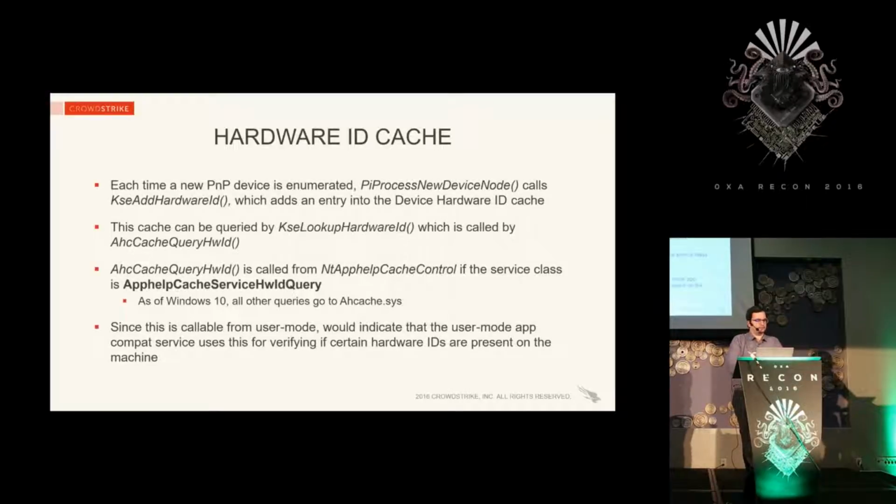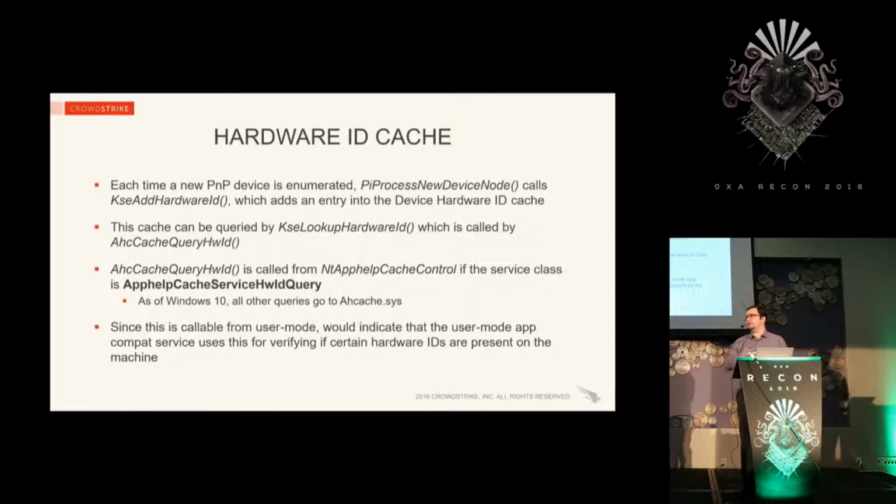KC also implements a hardware ID cache. Not 100% sure what this is used for, but basically anytime plug and play discovers a new device, it's going to capture the whole hardware ID and then add it into another cache database. And then there's an app help function, NT app help cache control, that you can call from user mode, which is used by the application helper service. And this basically lets you query the hardware ID. So it's a very simple way of knowing, is this hardware present on your machine?